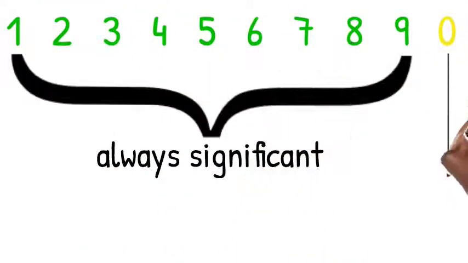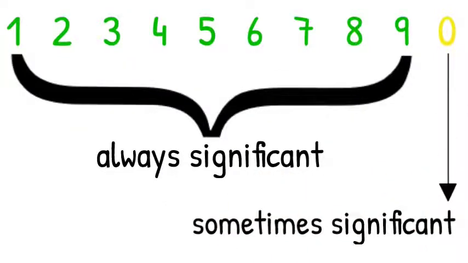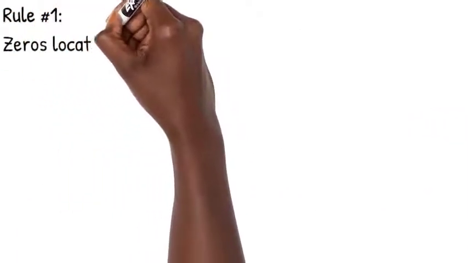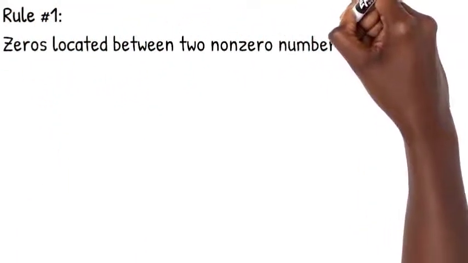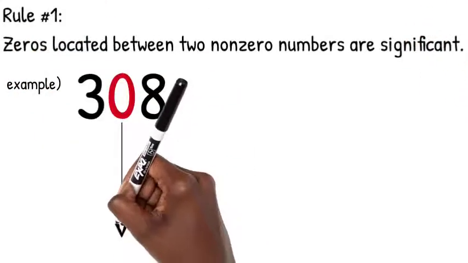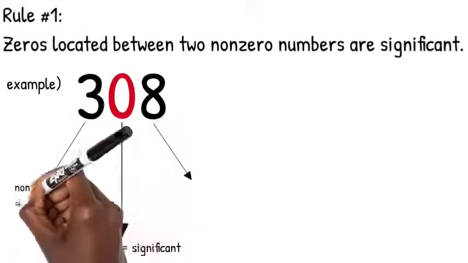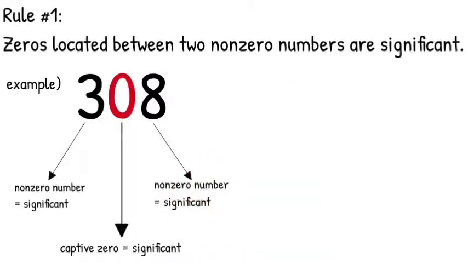As far as defining significant digits goes, all non-zero numbers are always significant. Determining whether or not zeros are significant is the tricky part. The first rule of zeros is, if a zero is located between two non-zero numbers, it is significant. The OpenStax textbook calls this zero captive. In the number 308, for example, the zero is located between two non-zero numbers, 3 and 8, so it is significant. When determining the number of significant figures in this number, we count the 3, the 0, and the 8, which means it has 3 significant figures.